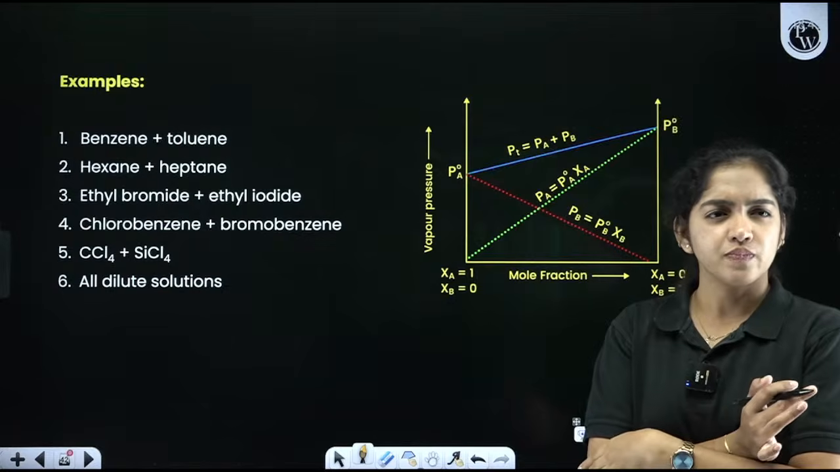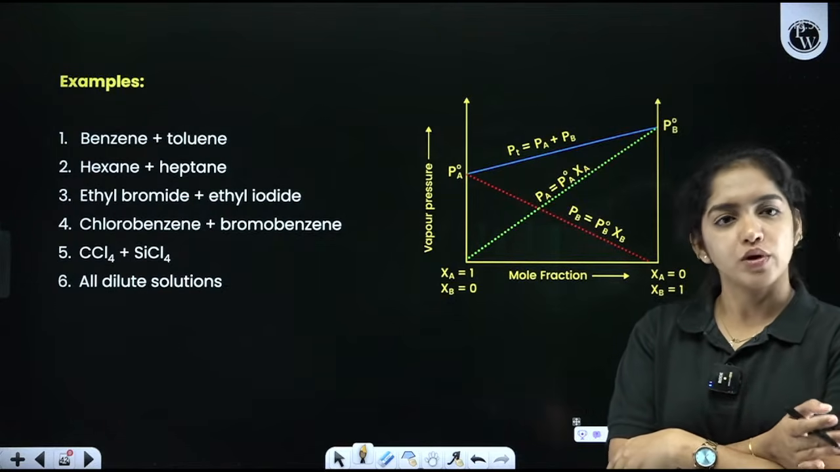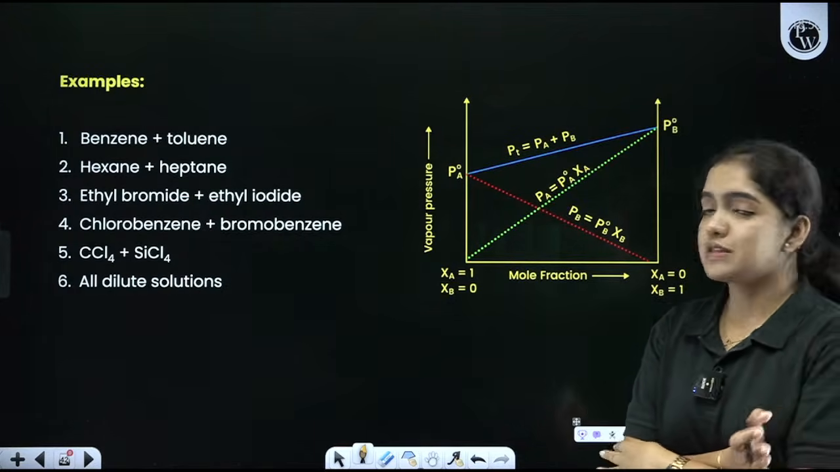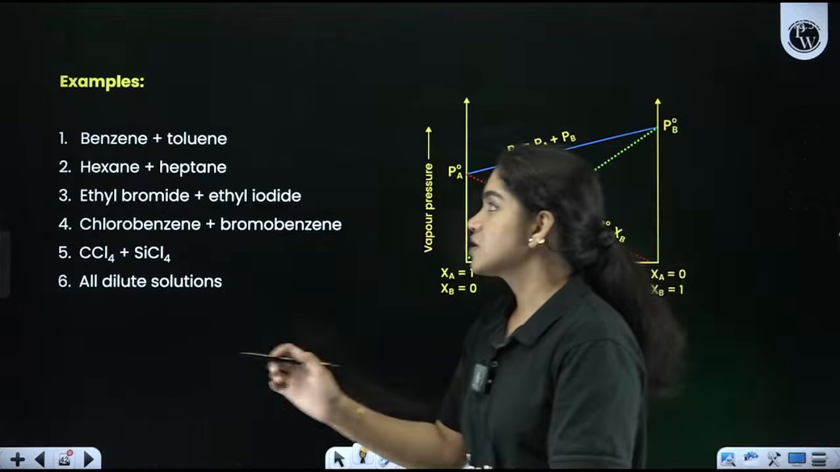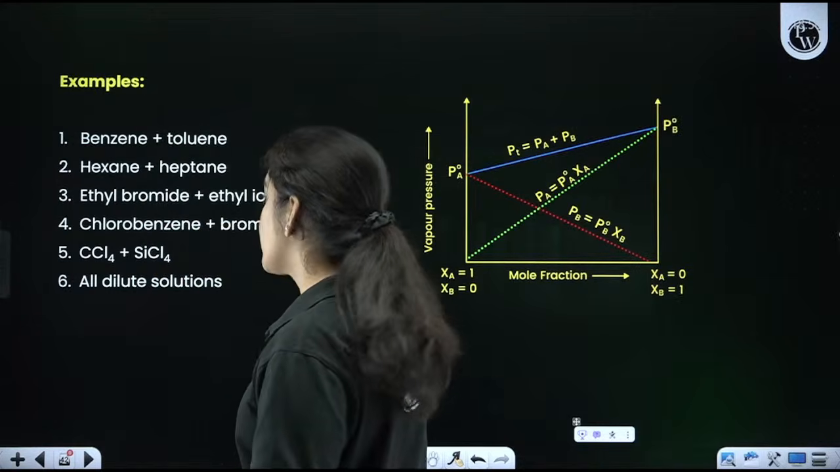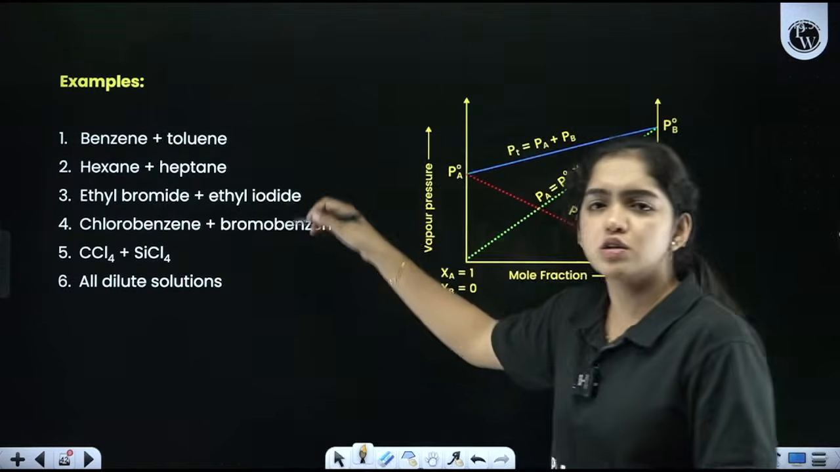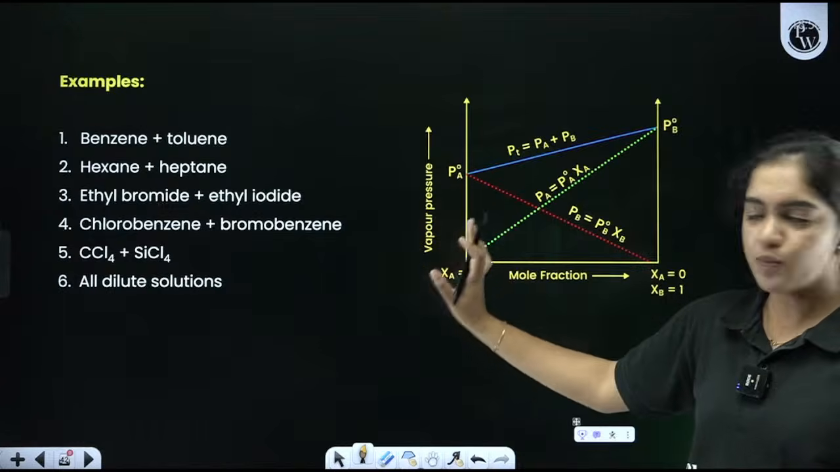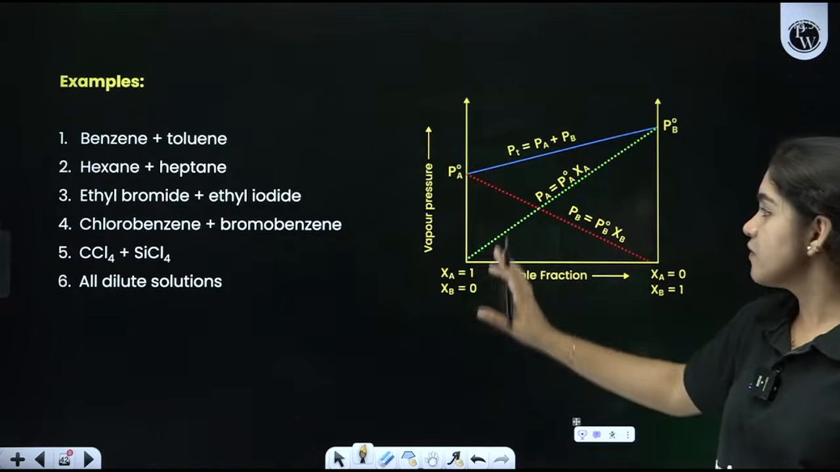Which solutions will show this ideal behavior? Like the mixture of benzene and toluene, hexane and heptane, ethyl bromide and ethyl iodide, chlorobenzene and bromobenzene. Learn three or four of them. It is very, very important. Learn these examples. And the graph is shown here.